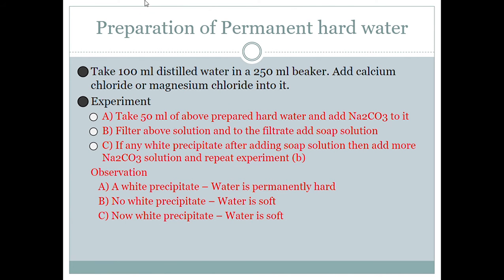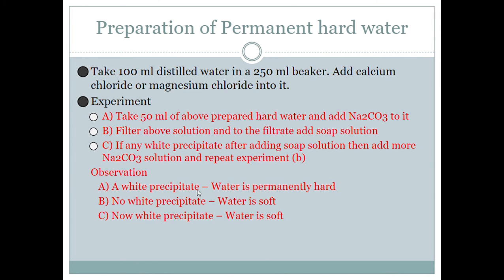Now, how to prepare permanent hard water? Take 100 ml distilled water in a 250 ml beaker. Add calcium chloride or magnesium chloride into it. Experiment. A. Take 50 ml of the above prepared hard water and add Na2CO3 to it. B. Filter the above solution and add soap solution to the filtrate. C. If there is any white precipitate after adding soap solution, then add more Na2CO3 solution and repeat experiment B.